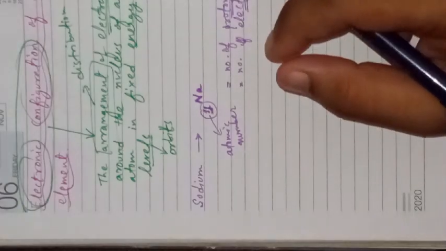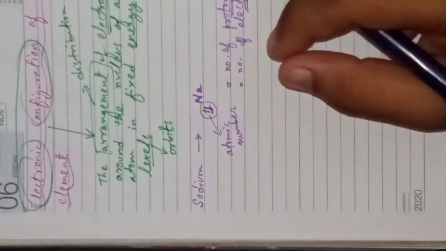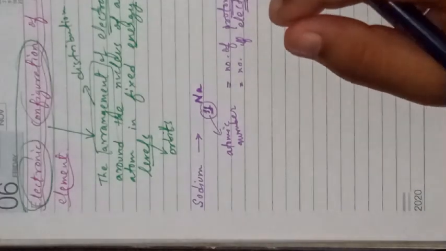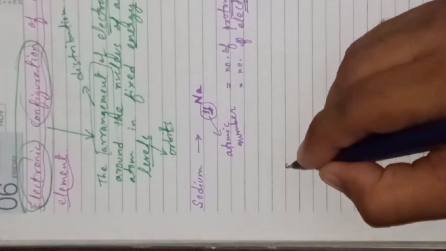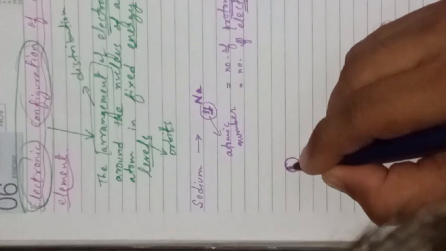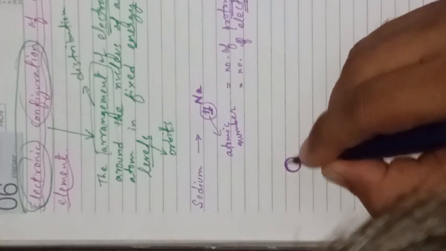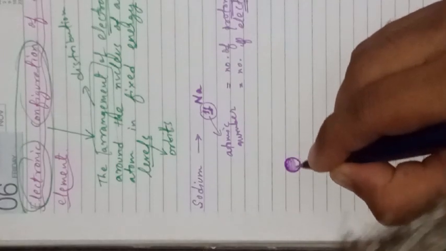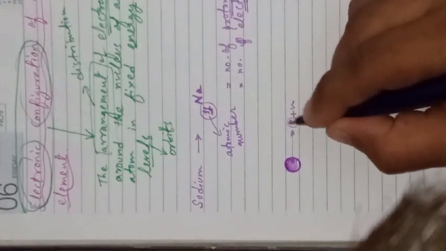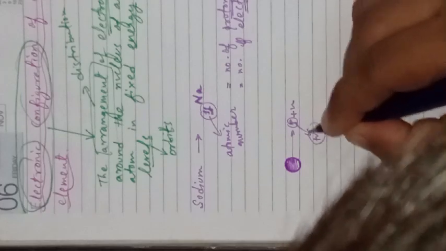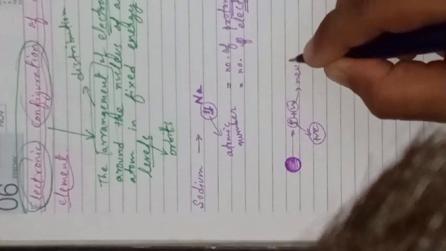To do this, we are going to follow Niels Bohr's method of finding the electronic configuration. According to his method, this is the nucleus. Let us take an example. Okay, let me draw the structure of atom according to Niels Bohr. So according to Niels Bohr, this is the nucleus which contains protons and neutrons. What are protons? The positively charged particles. And what are neutrons? The neutral particles, not having any charge.